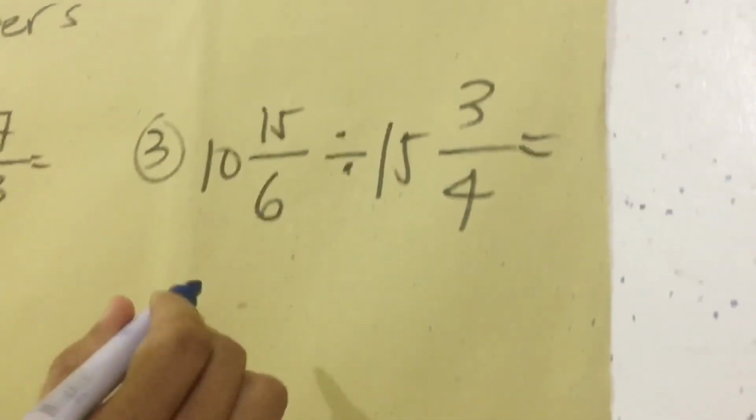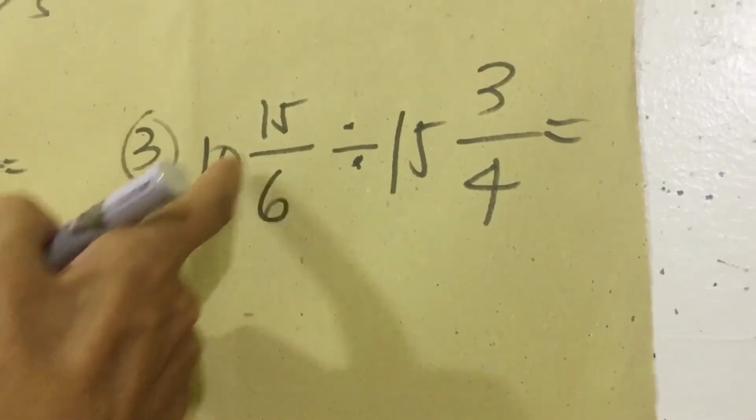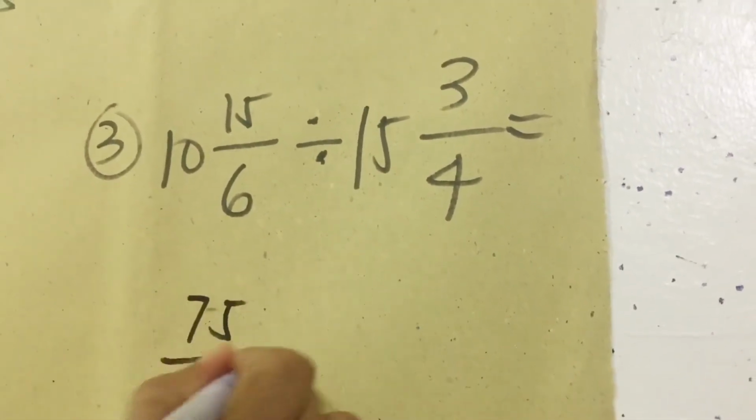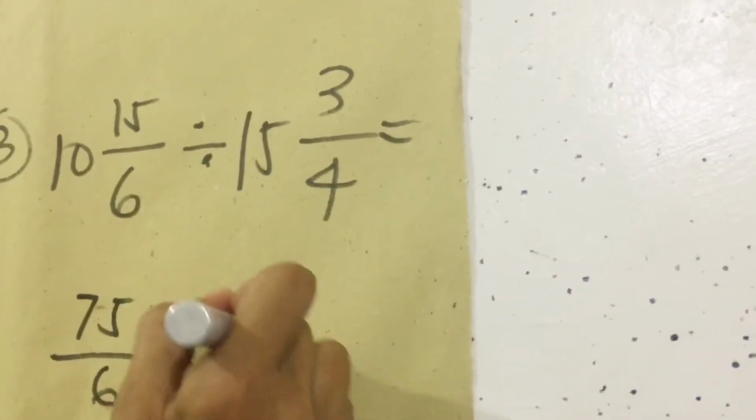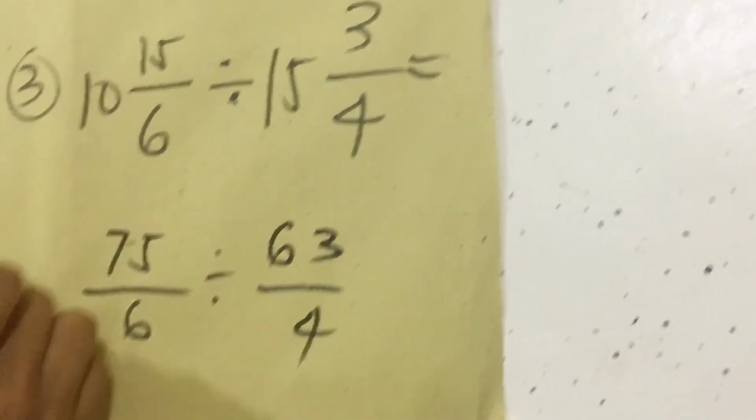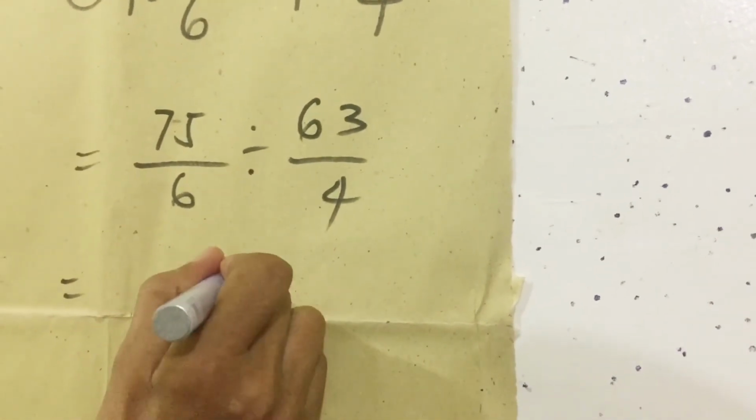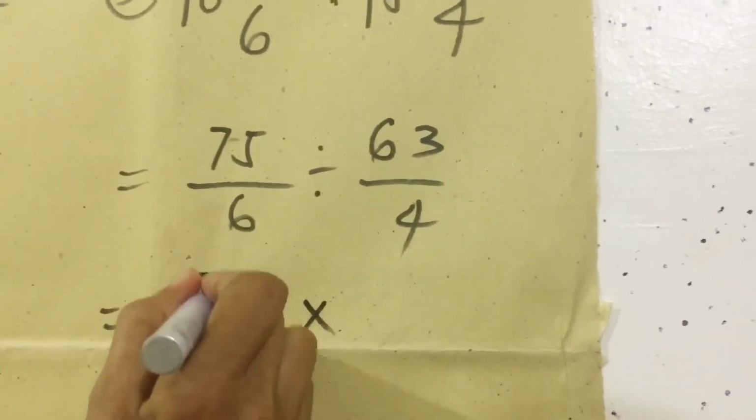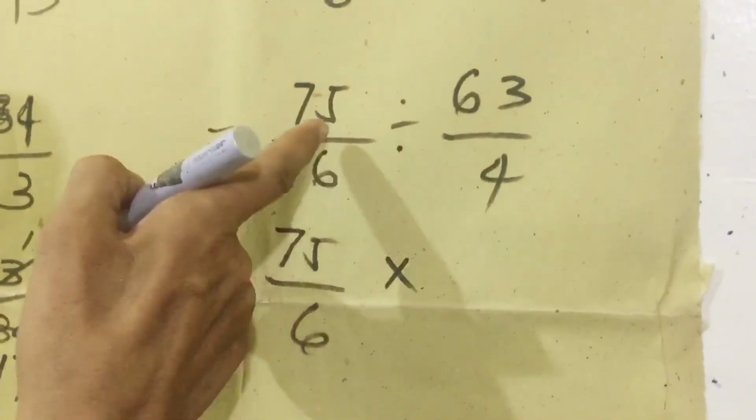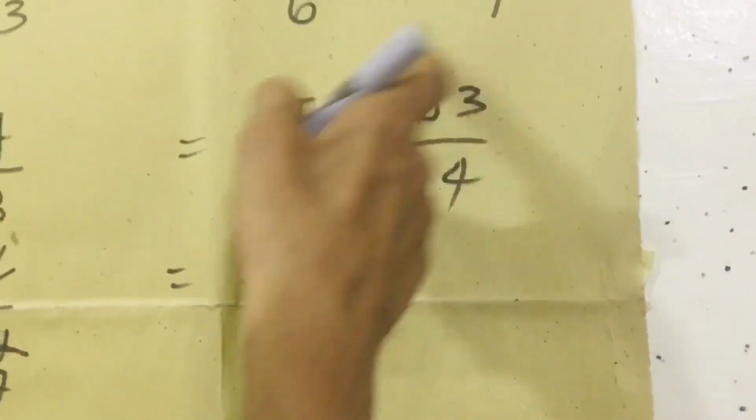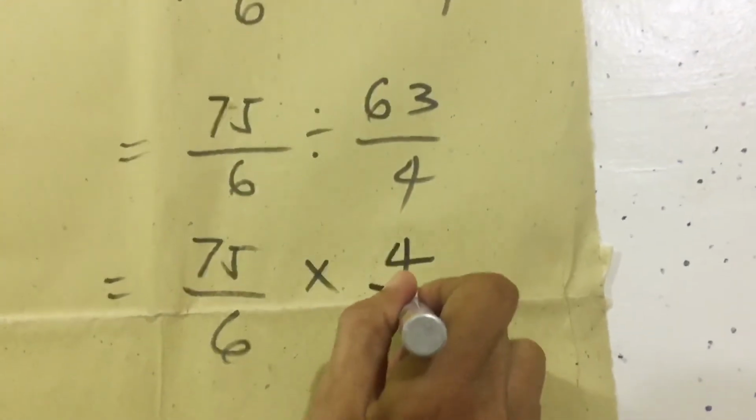Okay, number 3, again change to improper fraction. 6 times 10, 60, plus 15 is 75 over 6, divided by 4 times 15, 60, plus 3, 63 over 4. The next is reciprocal, change this to multiplication. This one we copy only the first fraction, and the second fraction we're going to reverse, because the reverse of division is multiplication. That's why we're going to reverse the fraction.